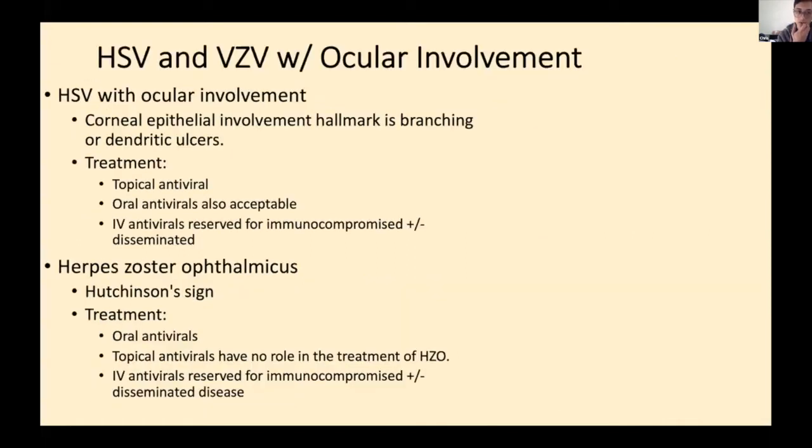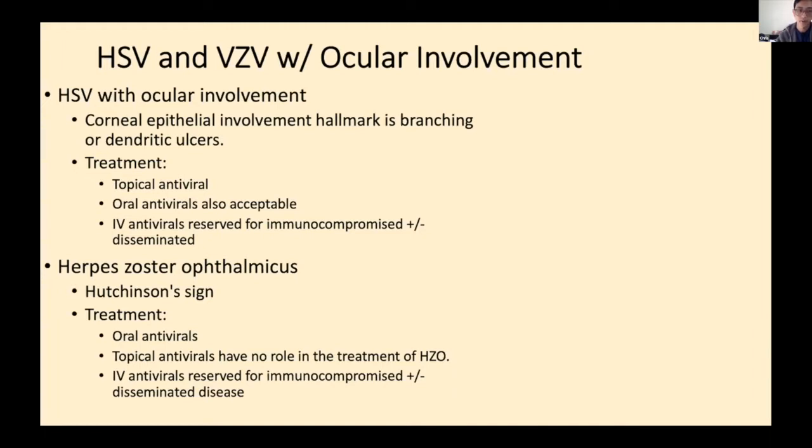So HSV and VZV can both cause eye involvement. It can range from conjunctivitis, scleritis, iritis, keratitis, and it can also include panophthalmitis. So our patient has HSV with eye involvement. The hallmark is branching or dendritic ulcers.